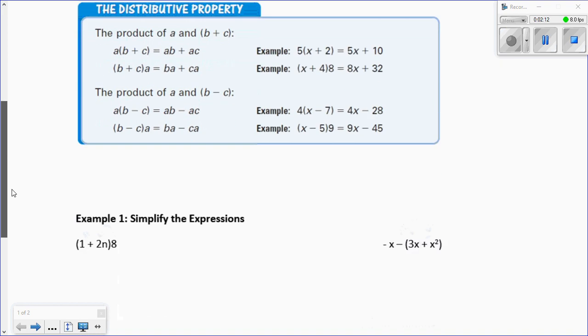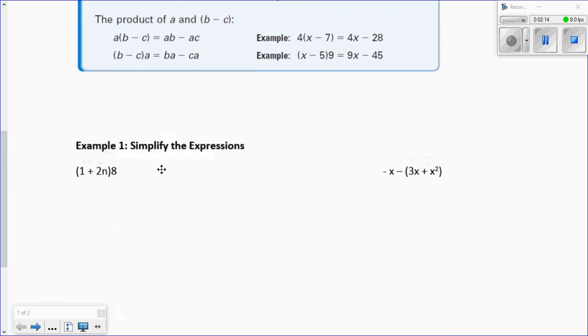Let's look at an example. We have to simplify the expressions. So here we have 1 plus 2n times 8. Okay? So that 8 on the outside is going to be distributed to each term inside. So the very first thing I need to do is identify the terms. So here I have addition, so that means the 1 and the 2n are my two terms. So those are the things I'm going to multiply with 8 on the outside. So 8 is going to get multiplied with 2n as well as the 1.